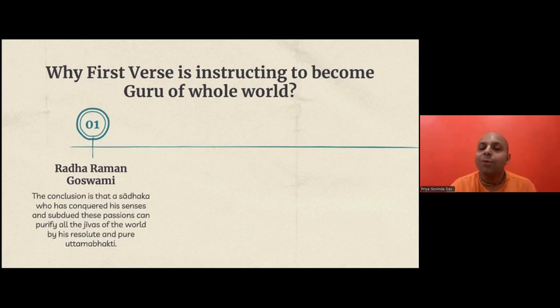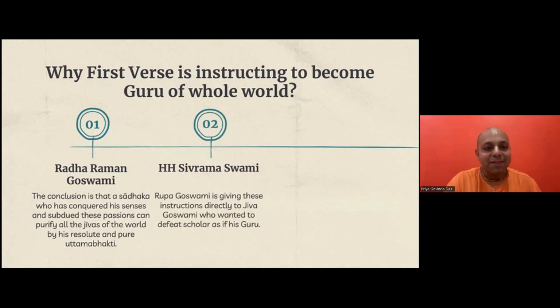But how can we become guru? First and foremost, one needs to control his senses. So he says, if we want to fulfill the instructions of Chaitanya Mahaprabhu, then we should control. Basically, the adhikar for prachar is that one should have control over mind and senses. That's the reason. His Holiness Shivram Swami Maharaj, Prabhupada's disciple, says, please read somebody.